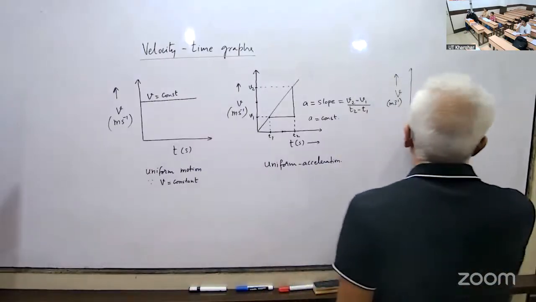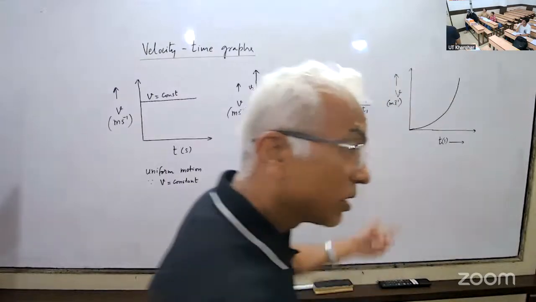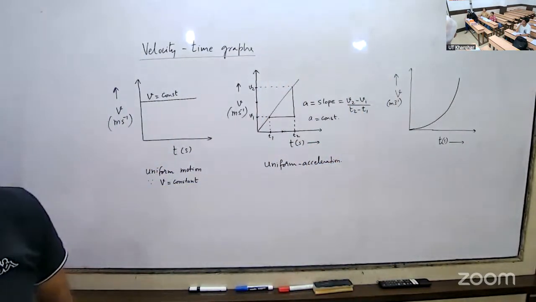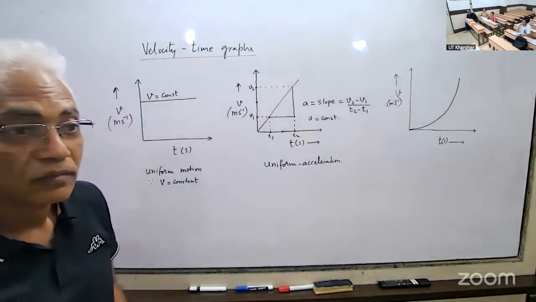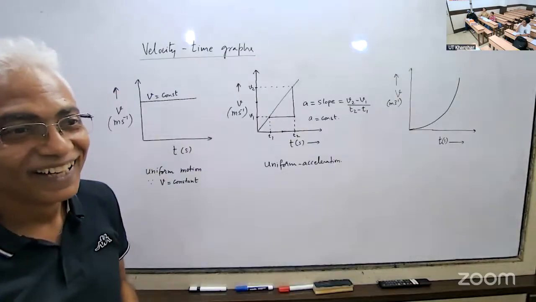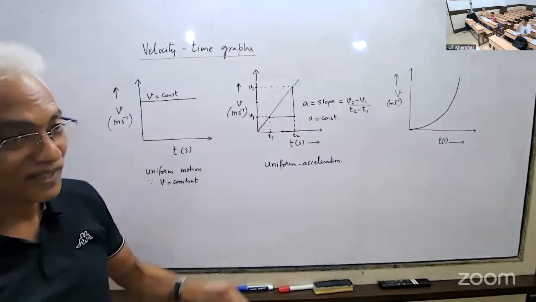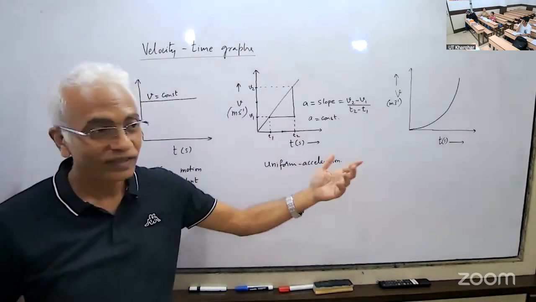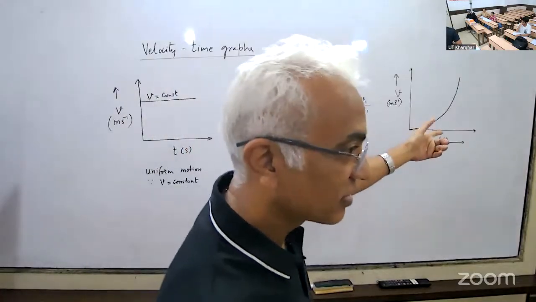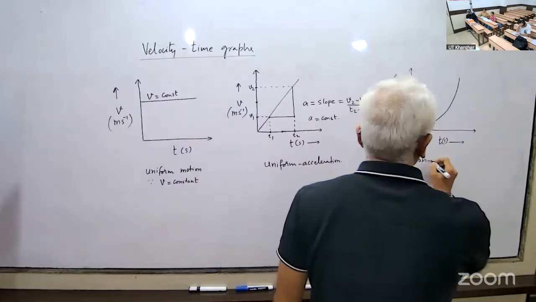What do you have? You have this kind of a graph. Similar looking graph. Now what information do we get here? Acceleration is not constant, but velocity is constant. If acceleration is there, then both of them are not constant. Exactly. This is changing acceleration. So non-uniform acceleration. This is non-uniform acceleration.